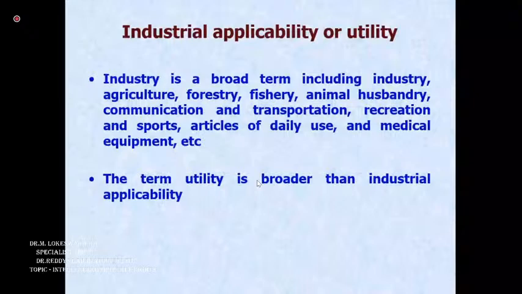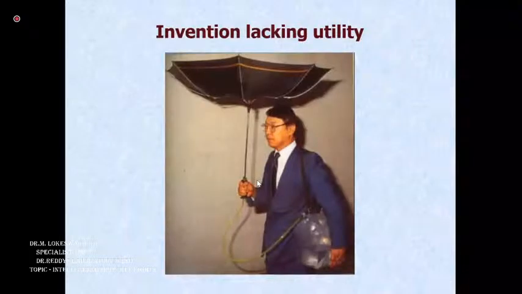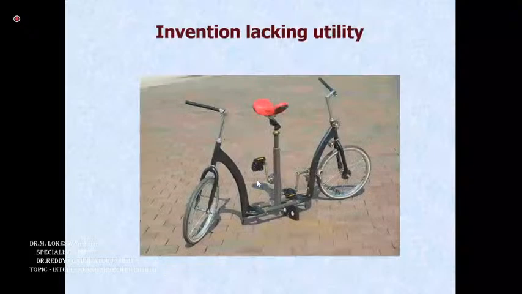The term utility is broader than industrial applicability. So I am showing one invention which lacks utility. This is an umbrella. If you are making an umbrella, this is a new invention, and it will not be obvious. It will meet the inventiveness. And coming to utility, does this have utility? No. So under the utility section, this will be refused. Again, this is a cycle. Someone has a new invention, invented very newly, and it meets the criteria of inventive step. No one is thinking about this. And then coming to utility, it doesn't have utility. So it will not be useful to the public. This cannot be used. So under the utility section, this will be refused, and you will not get the patent.